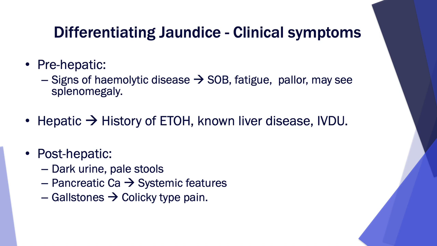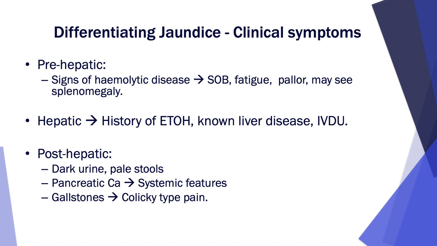For hepatic causes, we're mainly looking for risk factors. This could be a history of alcohol leading to cirrhotic liver disease, they may have known liver disease, and they could have a history of IV drug use, which can increase your risk of transmission of bloodborne diseases such as hepatitis, which can affect the liver.